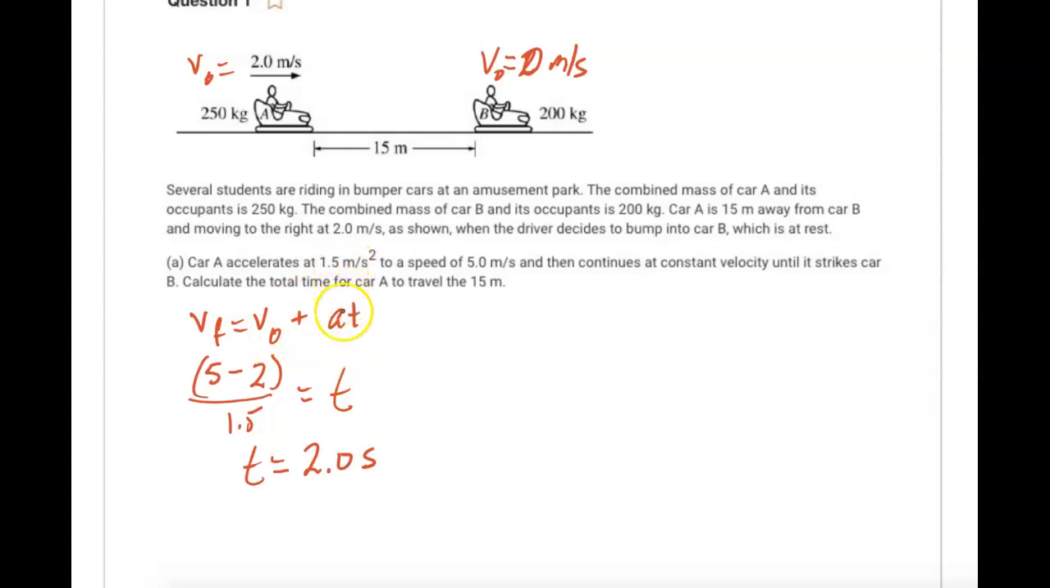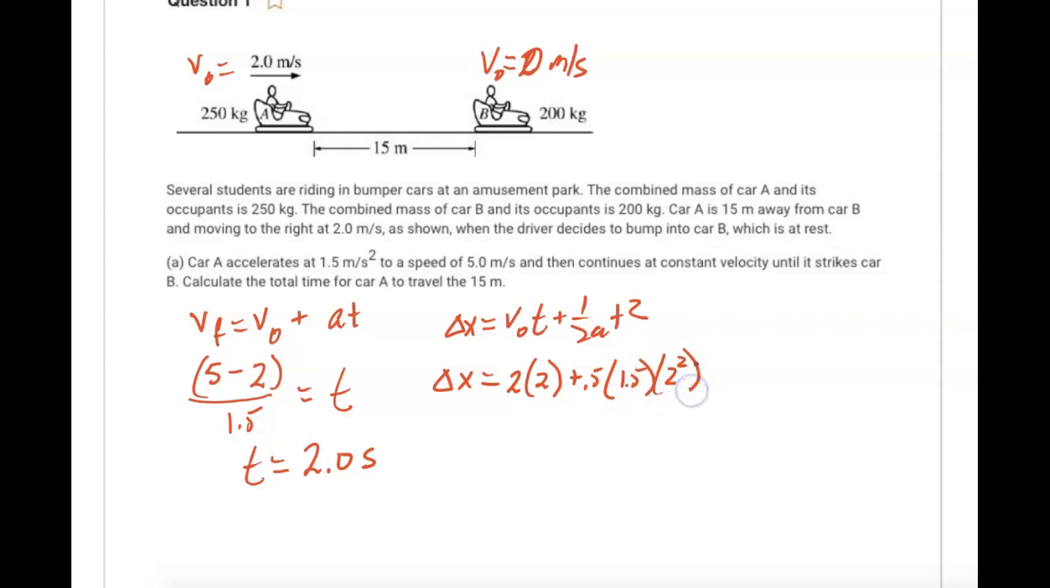Now, the next thing that we need to do is find out what distance we go when we accelerate. We know that the change in position is equal to V0t plus 1/2 at squared. Our original velocity here was 2 meters per second, the time that we travel is 2, plus 1/2 of our acceleration, which is 1.5, times that time squared, so that would be 2 squared. If you go through and do all of that math, you should end up with 7.0 meters as your change in position.